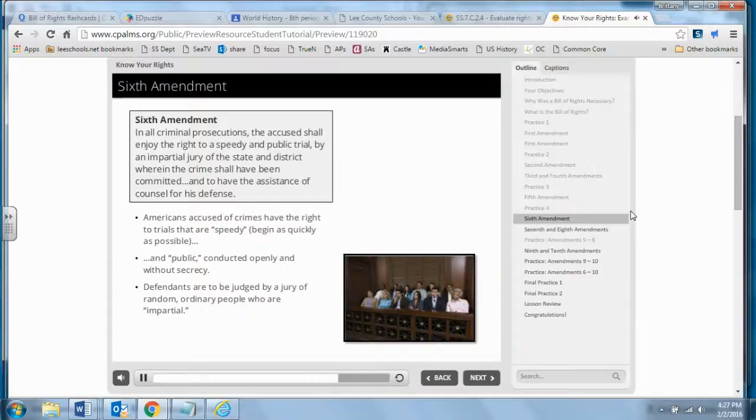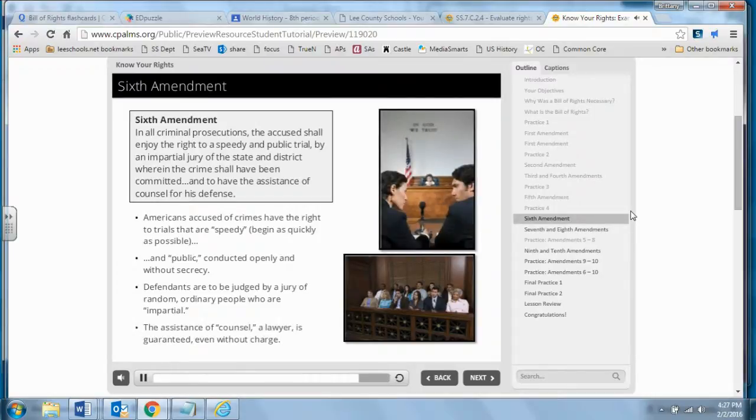They don't know him or her, and are instructed to judge the case with an open mind based on the evidence. Last, every defendant is guaranteed the assistance of counsel, a lawyer, to help him or her navigate the legal system. Since hiring a lawyer can cost a lot of money, if the defendant cannot afford one, a court-appointed lawyer will assist them at no charge.